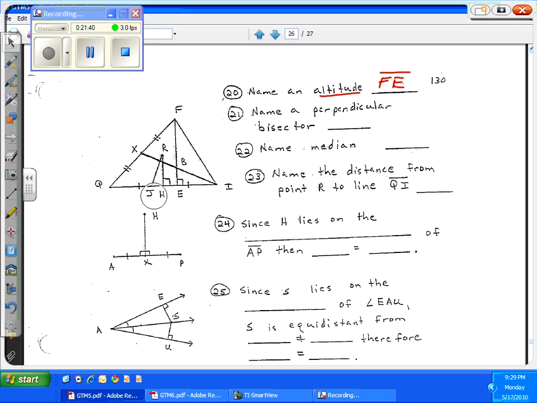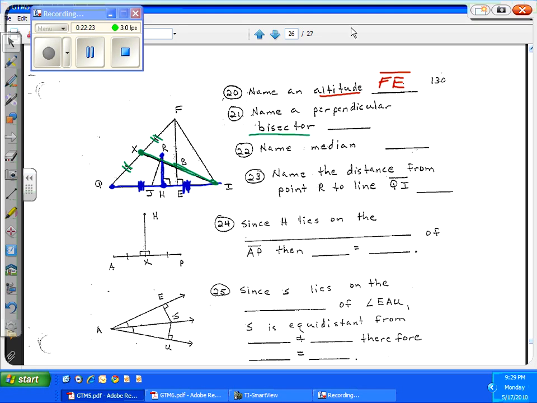A perpendicular bisector. The bisector of a segment is a point that divides a segment into two equal segments. H is obviously the midpoint. Therefore, RH is a bisector. But it's not the only bisector. IX is a bisector. So we got two bisectors.